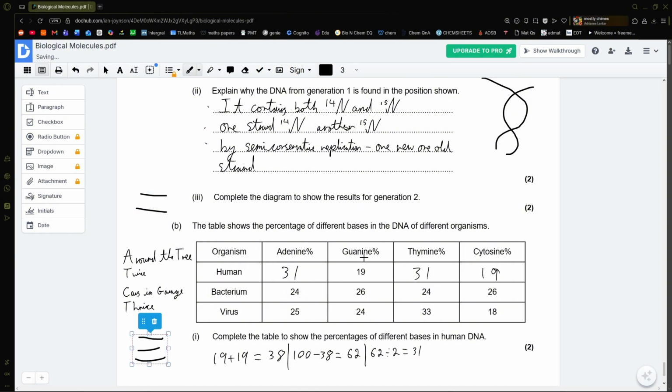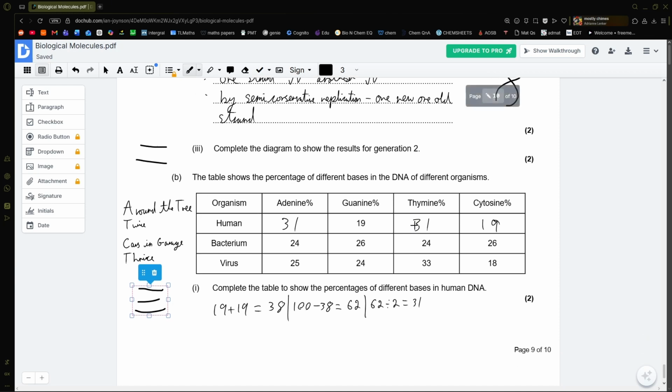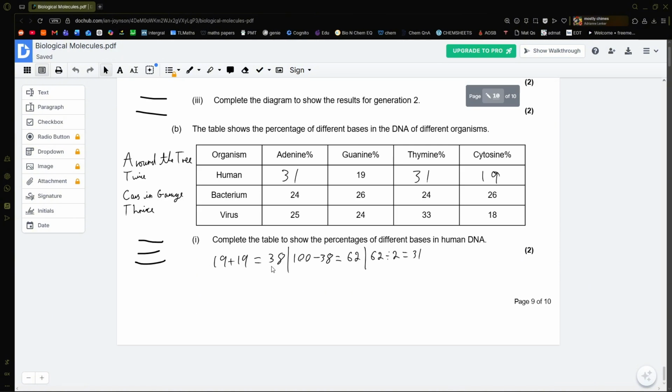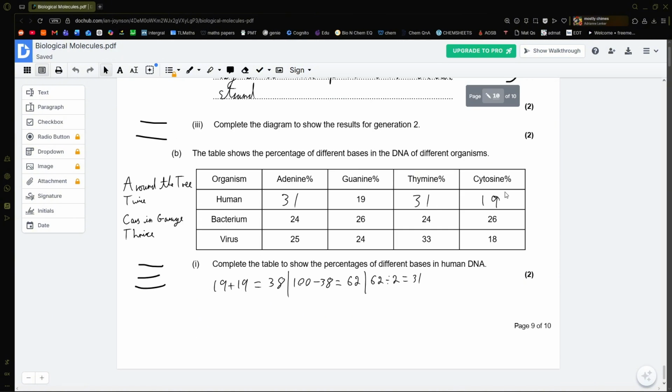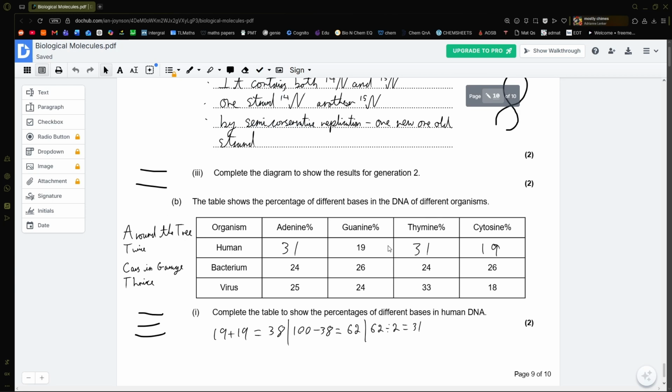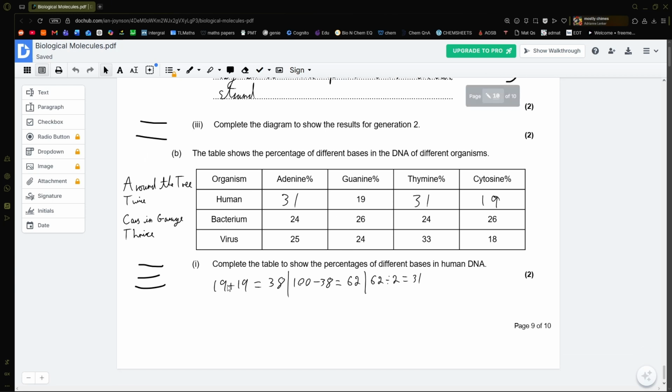So let's think about this. If 19% of this whole thing is guanine, then we must have an equal amount of cytosine, because cars in garage thrice. So that means we've got 19 here. Because it's a percent, it must have 100% in total. So you take 19 plus 19, which equals 38. Then you take it away from the total possible percentage, 100 minus 38, which gives you 62%.